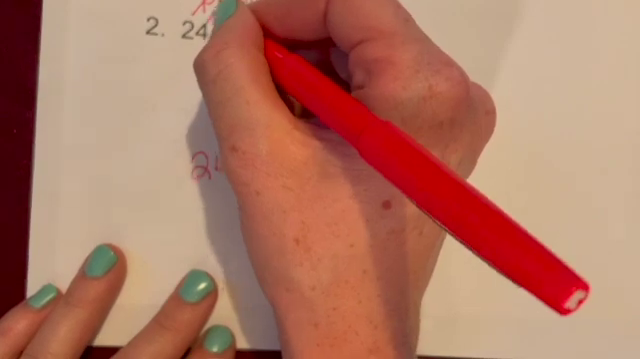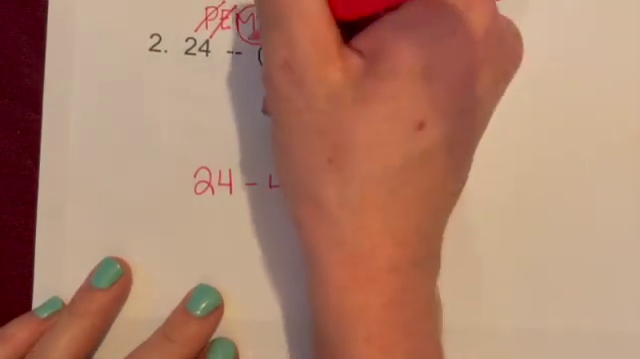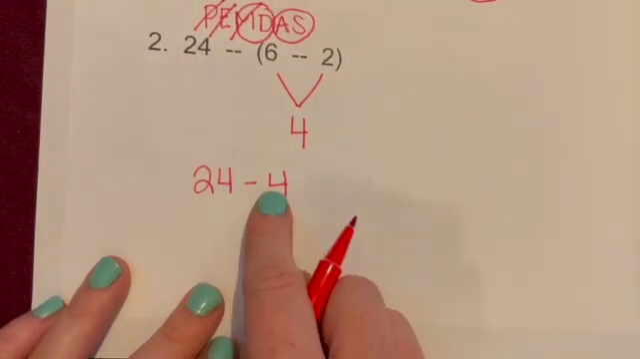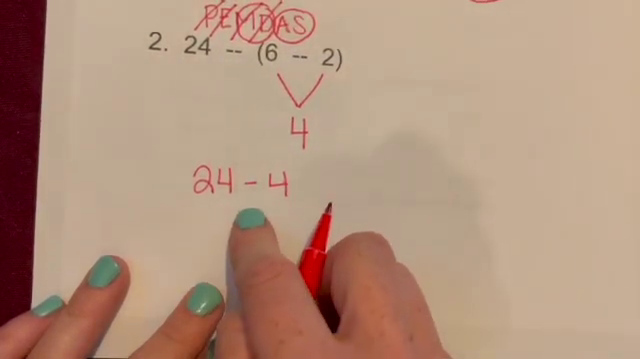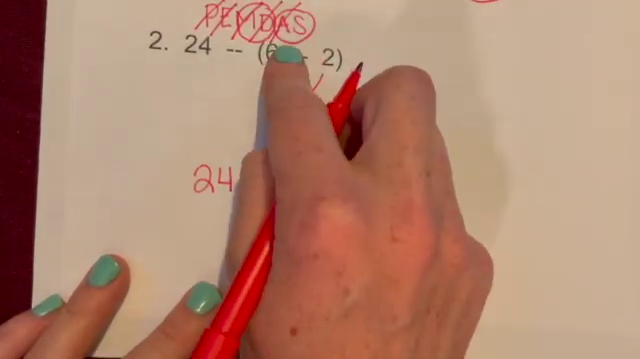Now I look for E. Do I see any exponents? I don't see any exponents. Now I go to M. Are there any multiplication signs? I don't see any multiplication signs, so I'm going to go on to D, division. Are there any division signs? No division signs, so I go to A, no addition signs.